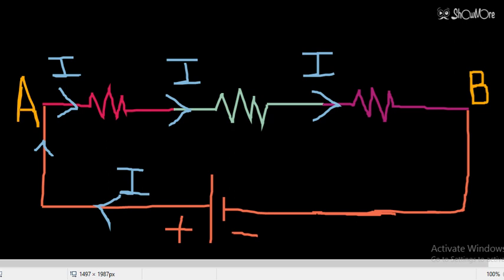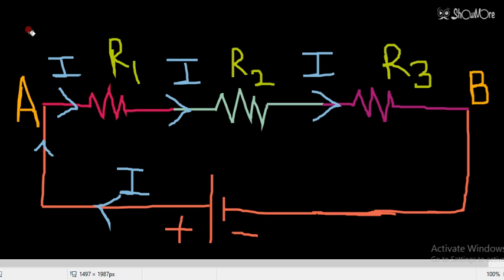We will discuss the formula for series combination also, but first of all you have to identify which combination is series combination and which is parallel combination. So R1, R2, R3, they all three are in series combination.